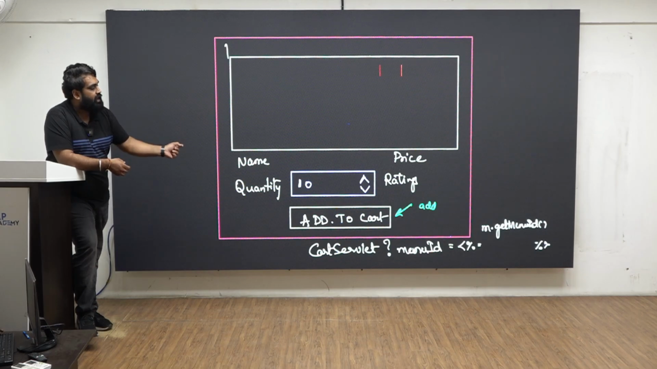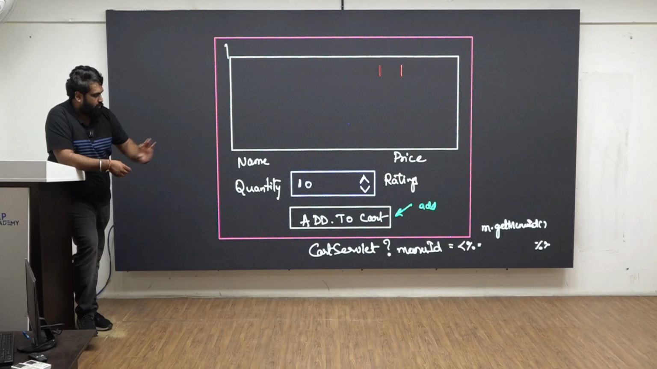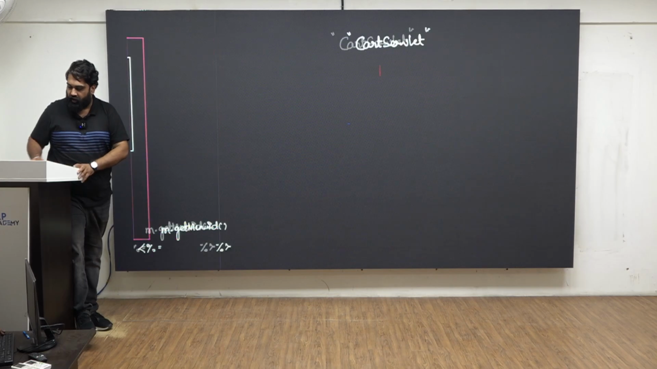For this hidden action, I would have written it as add. I don't want it to be visible, so I would have written the action as add using hidden. I'll just show you the code as well. Don't worry. So once I write this much, what will I be able to do? I will be able to call the cart servlet. Control will go to the cart servlet.